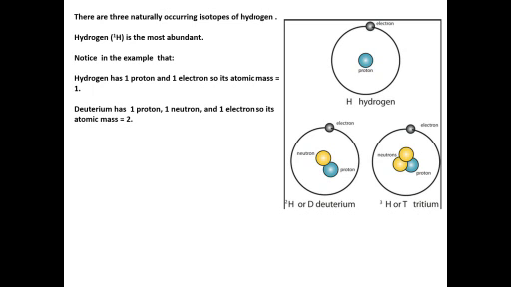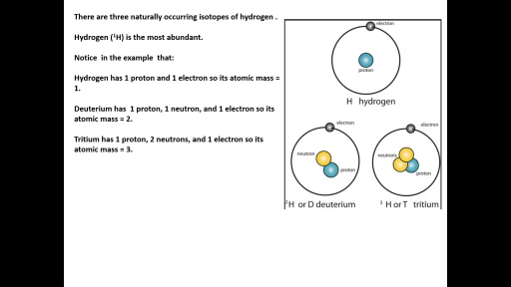Deuterium has one proton, one neutron, and one electron. So it's still hydrogen, because it has one proton. But it's an isotope of hydrogen because it has a neutron. So it has an atomic mass of 2. And tritium has one proton, so it's still hydrogen, but it's a different version of it. It has one proton, 2 neutrons, and 1 electron. So an atomic mass of 3.